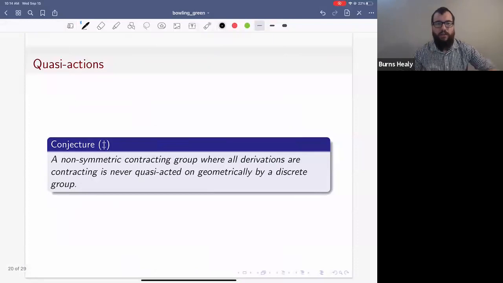So here's what we would like to show. This is what we're vying for. The previous statement was that a contracting group, which is not a symmetric space, if all the derivations are contracting, is never acted on geometrically by a discrete group. And we would just like to weaken that just ever so slightly to quasi-acted on. And anybody that's ever looked at something called the pointed sphere conjecture, I know Sean Tong has, knows that jump is much, much, much bigger than it seems at first glance. But nonetheless, this is the goal.